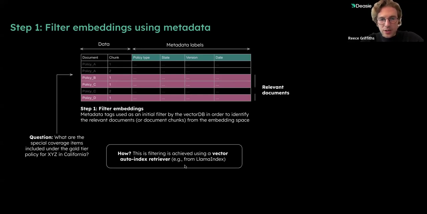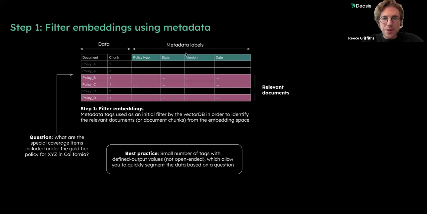As mentioned in the webinar itself, we were using a vector auto-index retriever from LlamaIndex for this. And as mentioned, this metadata here, typically best practice, is a small number of tags with very strictly defined output values, so not open-ended metadata, which allows you to quickly segment data based on a question.